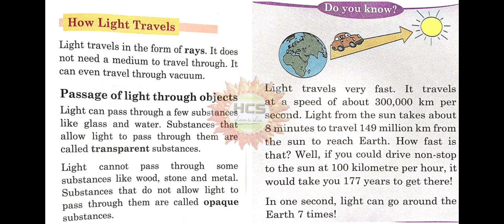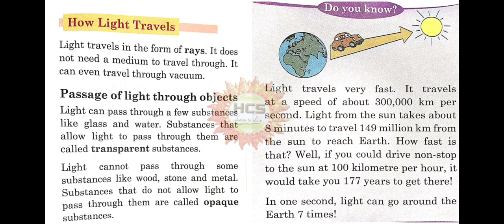Light from the sun takes about 8 minutes to travel 149 million km from the sun to reach the earth. How fast is that? Well, if you could drive non-stop to the sun at 100 kilometers per hour, it would take you 177 years to get there. In 1 second, light can go around the earth 7 times.